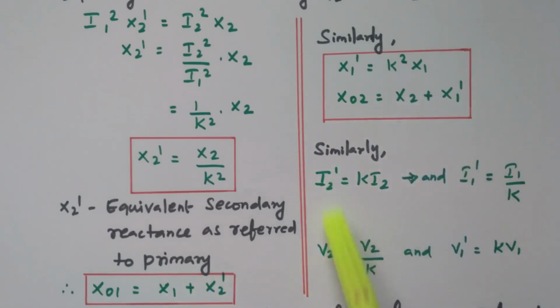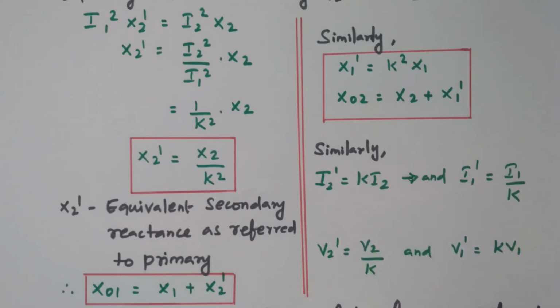Similarly we can refer the current and voltage also. I2 dash equals K into I2. I1 dash equals I1 by K. Similarly V2 dash equals V2 by K. V1 dash equals K into V1. We already discussed that for voltage, primary means multiplied by K, secondary means divided by K, but in current it is reverse, right? The primary means divided by K, secondary means multiplied by K.